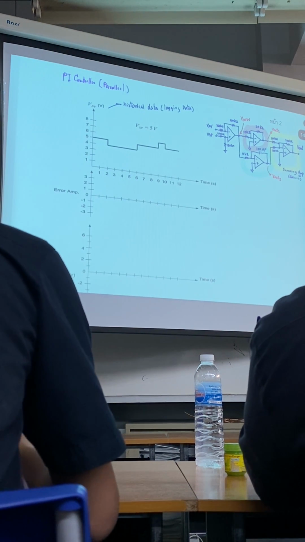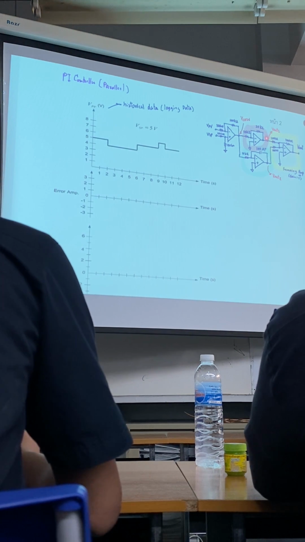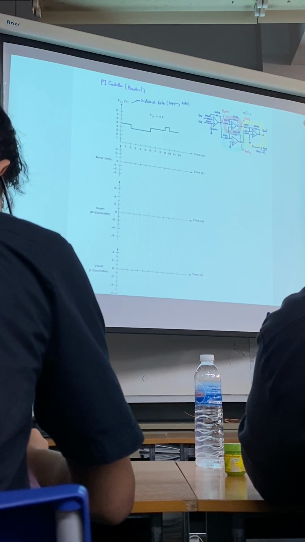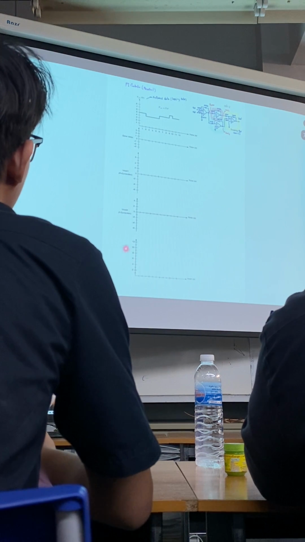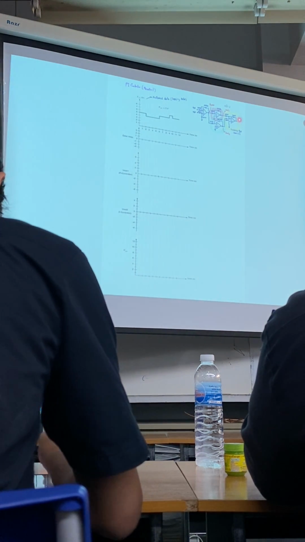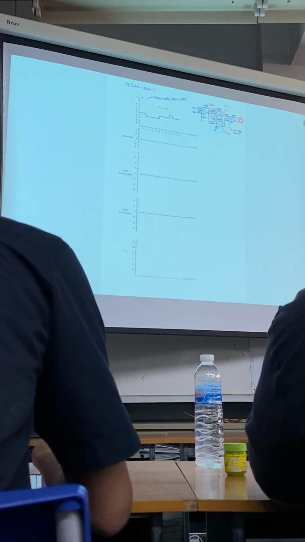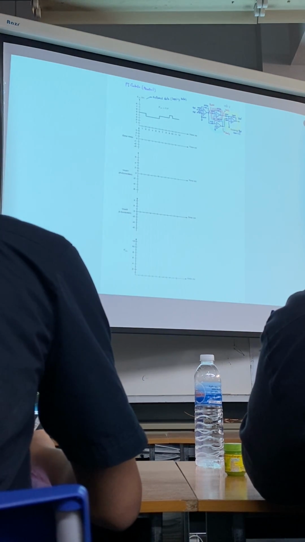Where is V out 1? V out 1 is the output from the P controller. Where is V out 2? V out 2 is the output from the integrator. Where is V out? V out here is what we choose at the output of the controller. That is the combined effect between P and I.